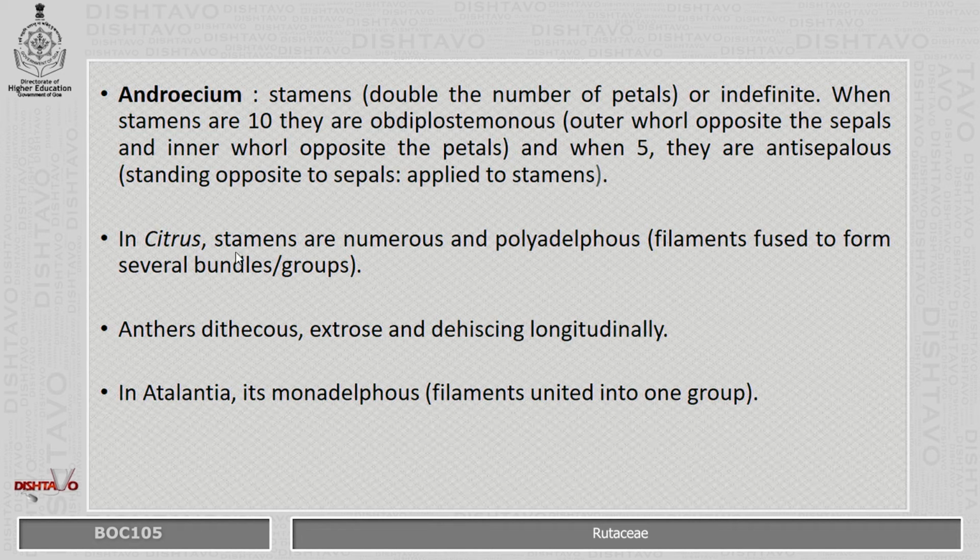In citrus, the stamens are numerous and they are polyadelphous. Polyadelphous, it means filaments are fused to form several bundles or groups. Anthers, they show dithecous, they are extrorse and dehiscing longitudinally. In Atalantia, it is monoadelphous, meaning the filaments, they are united into one group.